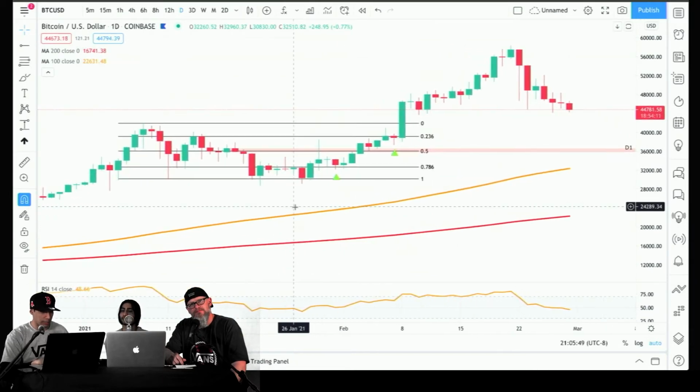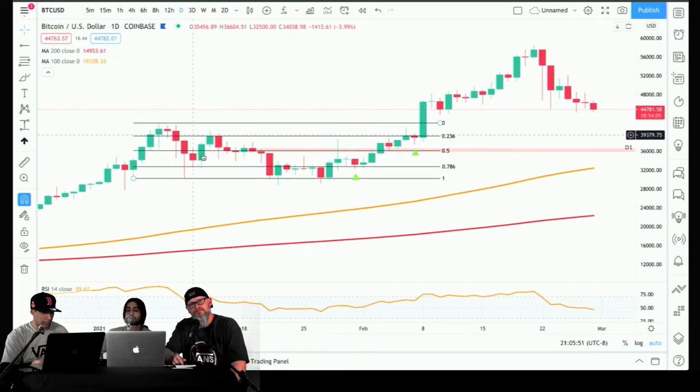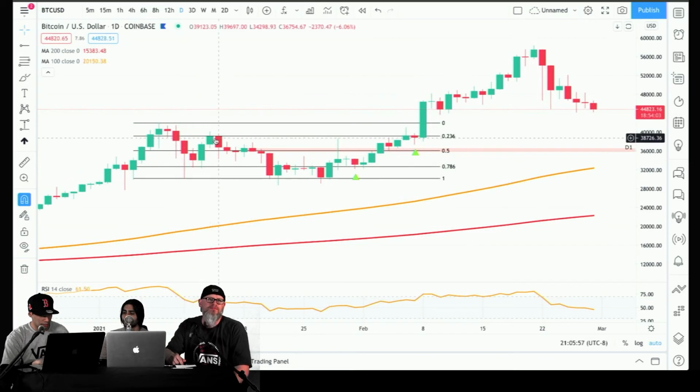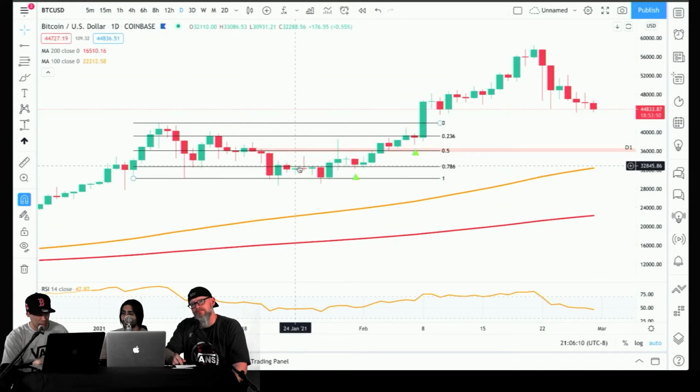So if we're on the daily here, right, we marked off the swing high here, the swing low here. You can see at each of these levels how it reacted, right? It acted as resistance to the 0.236, kind of found some support around the midline, lost it, bounced off the range low again, right? Now it's acting as resistance with the 0.786.